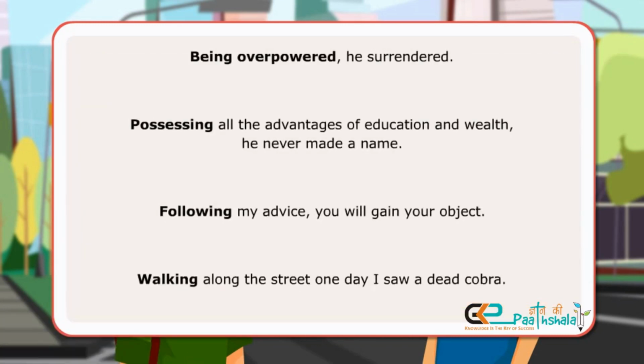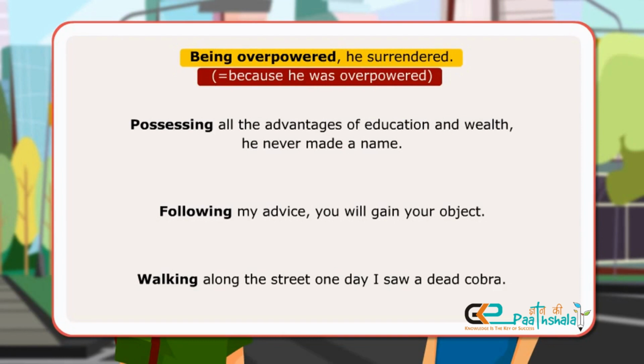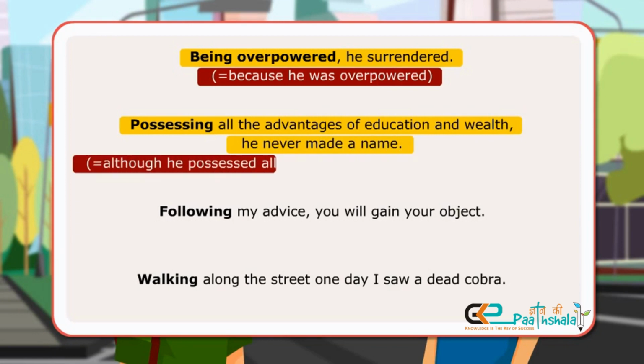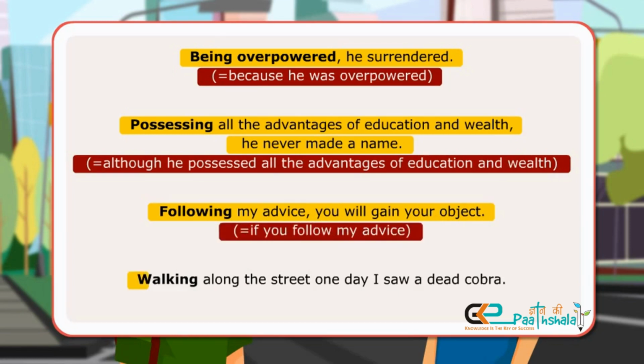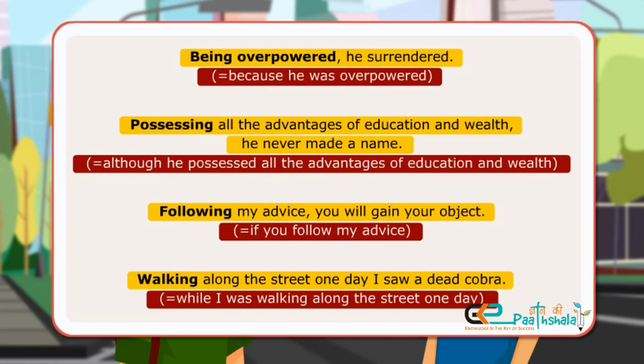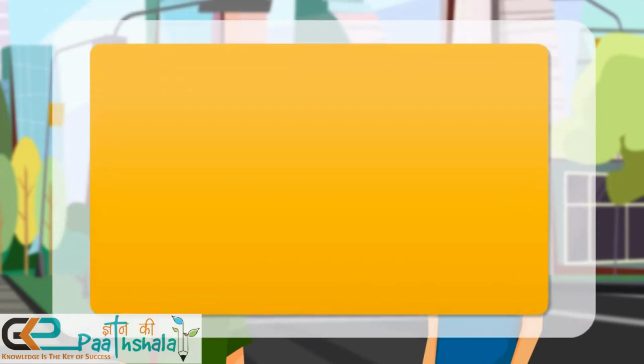Let us look at a few examples. Being overpowered, he surrendered. Because he was overpowered. Possessing all the advantages of education and wealth, he never made a name. Although he possessed all the advantages of education and wealth. Following my advice, you will gain your object. If you follow my advice. Walking along the street one day, I saw a dead cobra. While I was walking along the street one day.